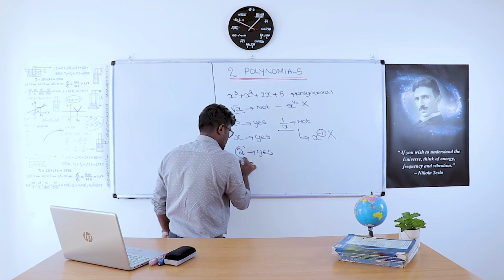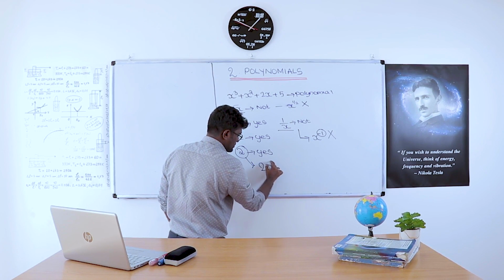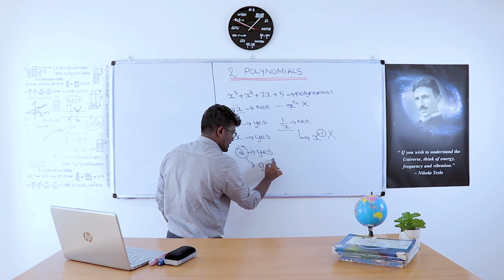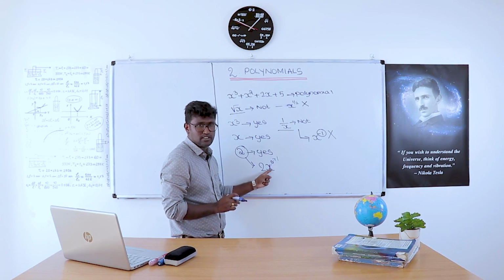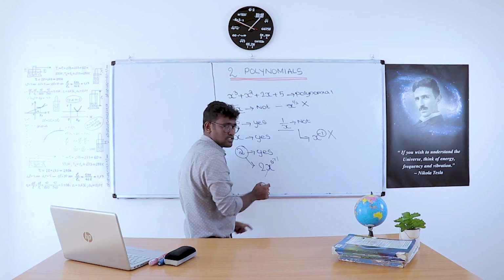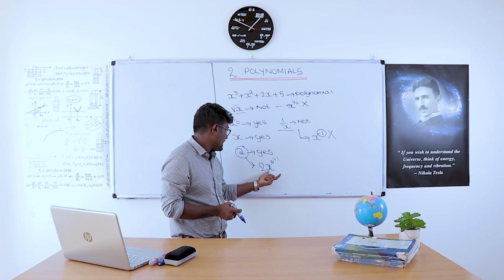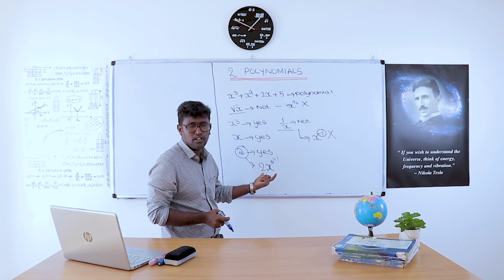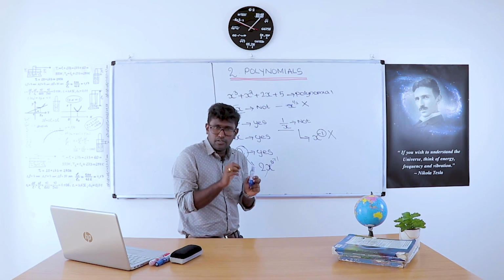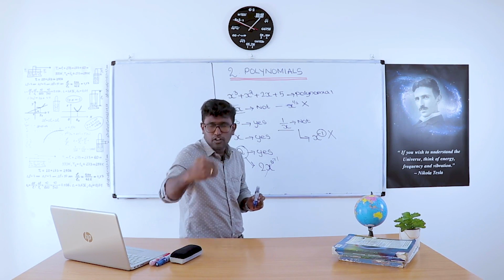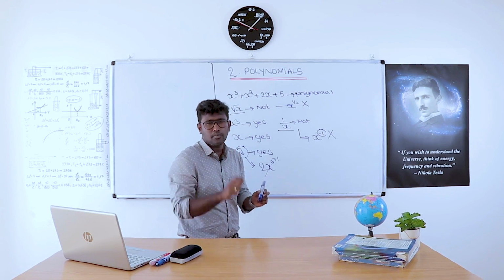So why is 2 a polynomial? Because 2 can be written in the format 2x raised to 0. As we know, any quantity raised to 0 is 1. Therefore 2 into 1 is 2. And 0 is a whole number. Therefore 2 is also considered a polynomial. So whenever you check whether a term is a polynomial or not, you first check the power. When the power is a whole number, then that is a polynomial.